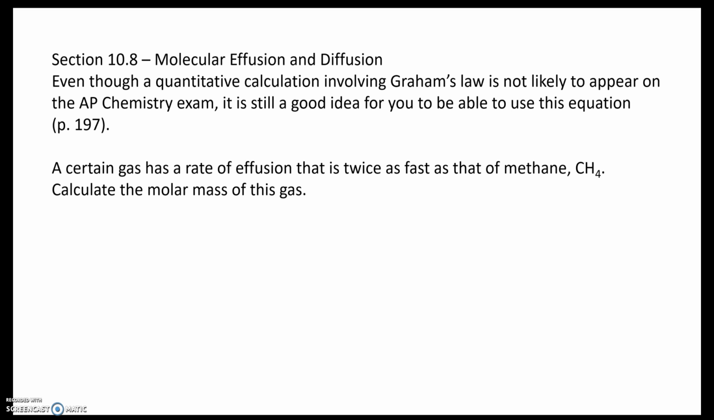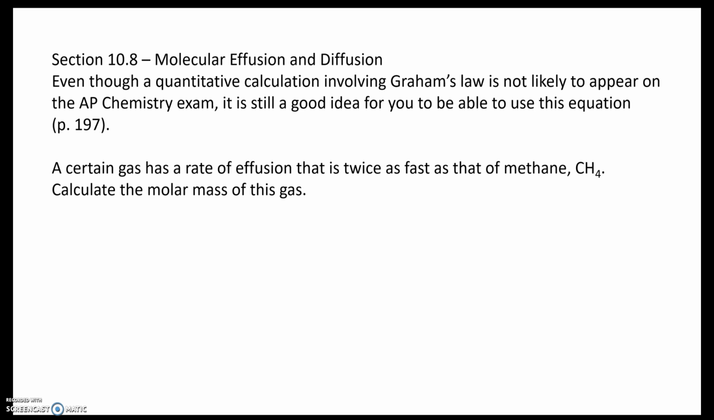All right, we're going to talk about molecular effusion and diffusion. Although we probably will not see a quantitative calculation, in other words, a calculational problem involving Graham's law, it's a good idea for you to be able to use this equation. It's on page 197. All right, because you might need to talk about this equation.